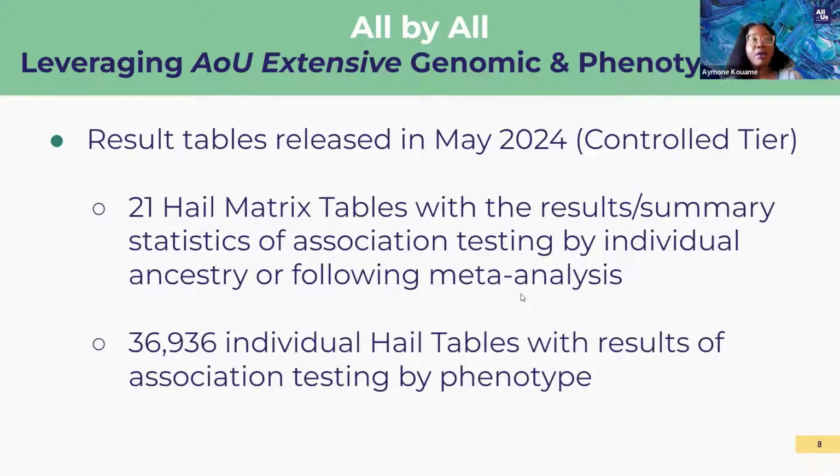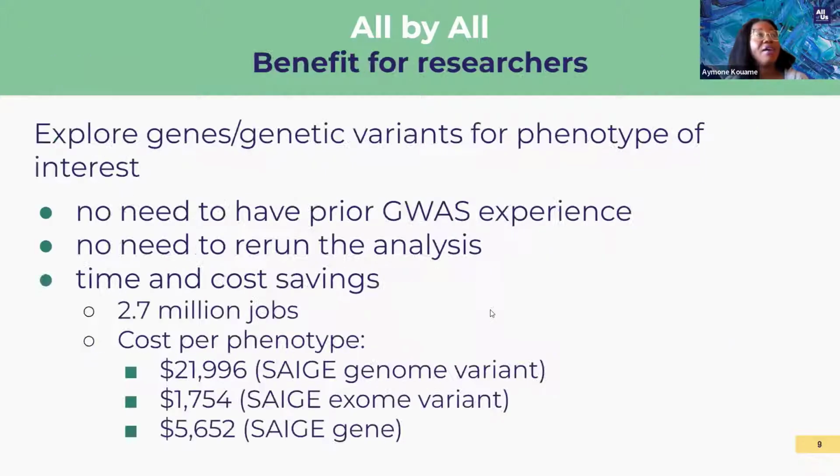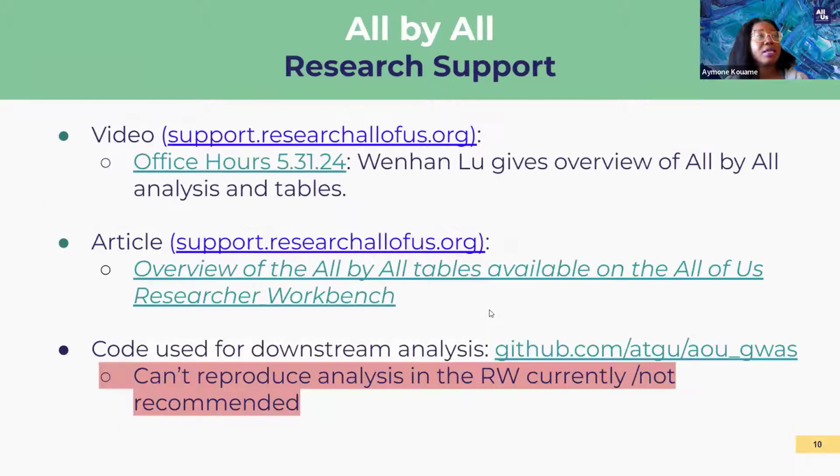The results of the all-by-all study were released to you, I believe in May 2024, in the controlled tier. You have 21 Hail Matrix tables with the summary statistics of the association tests, as well as about 36,900,000 individual Hail tables with the results of the association tests by phenotype. These are available to you in the controlled tier buckets, and we have some resources to help you with that.